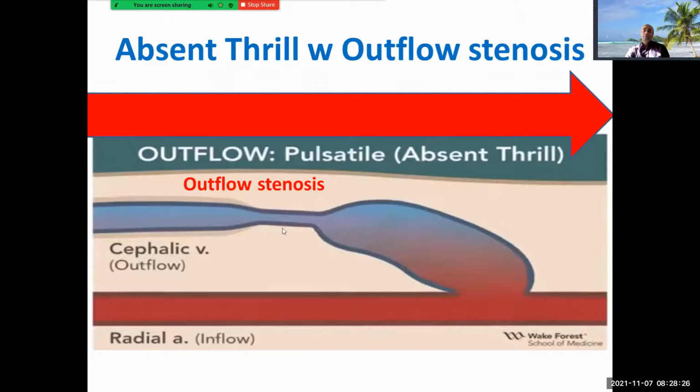If we now have outflow stenosis in the cephalic vein and distal to the fistula, the thrill will be absent here, just with a high pulse here, just a pulsatile fistula with absent thrill.